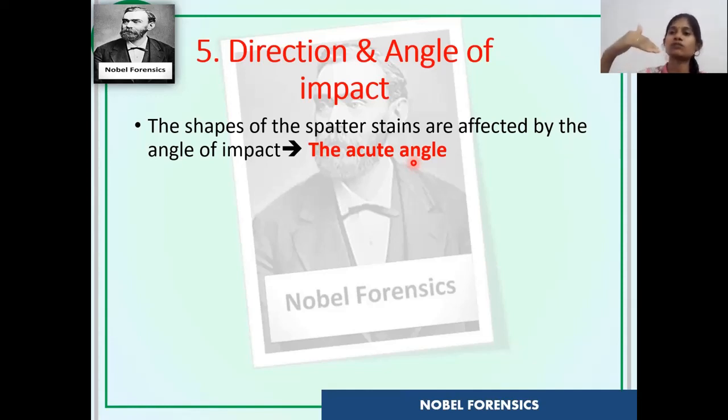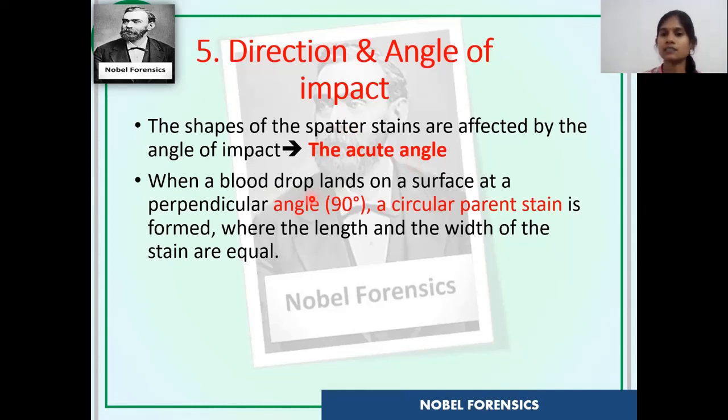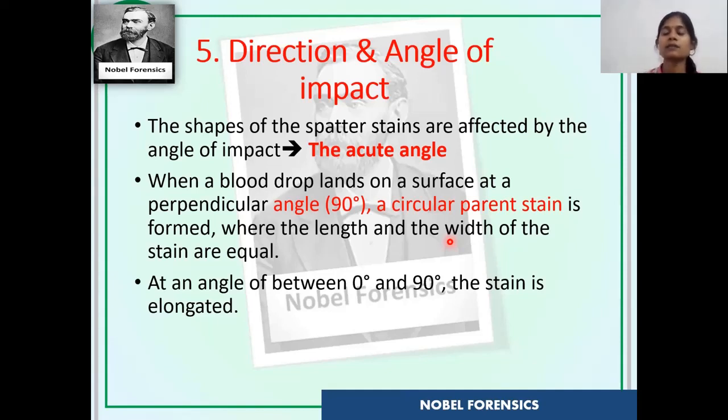Again, the angle is between the blood source and blood stain. So that is the acute angle. When a blood drop lands on any surface at a perpendicular angle, which means a 90-degree angle, then it forms a circular stain, a circular parent stain, because there is only one stain. Circular means the length and width are equal. Then at an angle between 0 and 90 degrees, the stain is elongated. Only at a 90-degree angle is it round shape, and whenever it is between 0 and 90 degrees, the stain is elongated. It is not round, it is elongated.